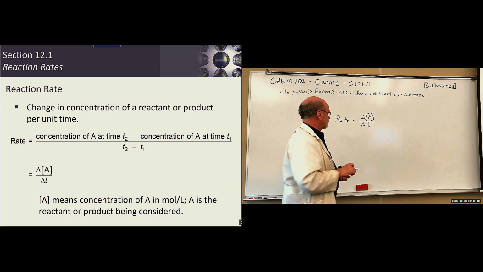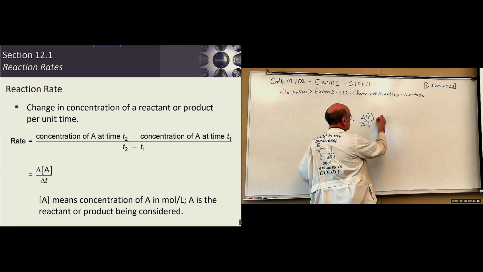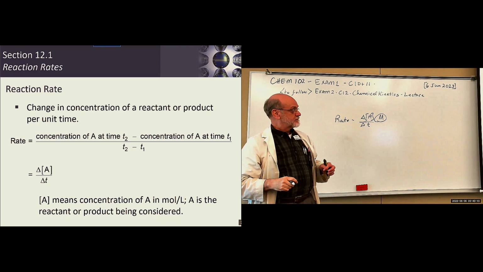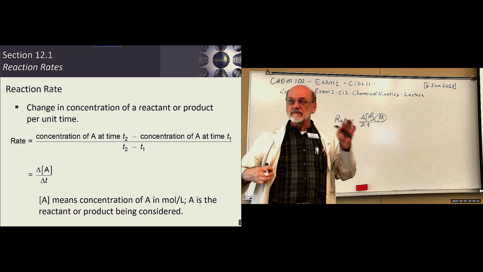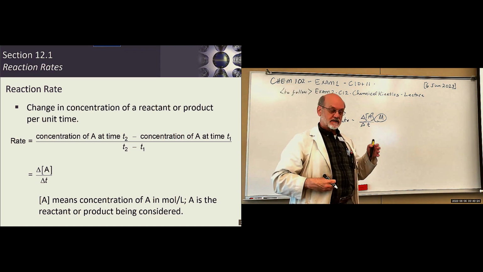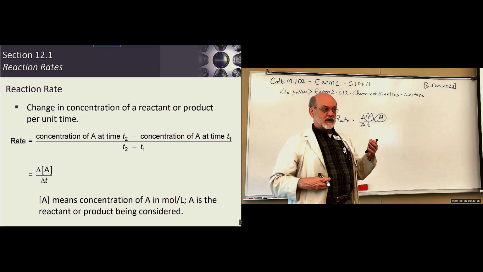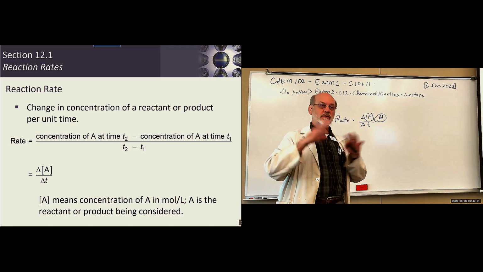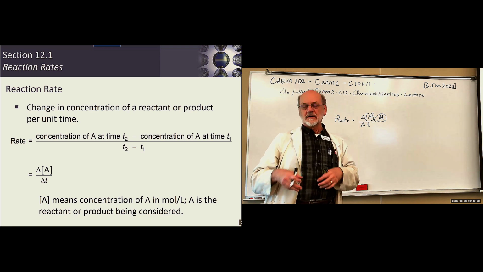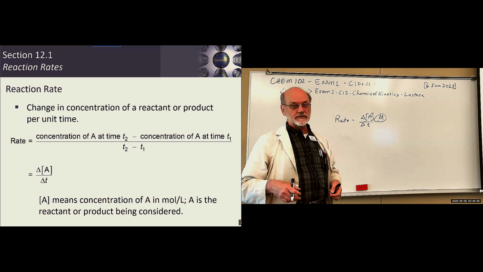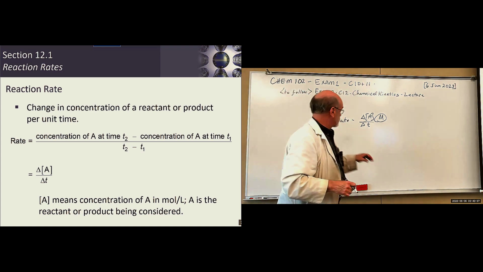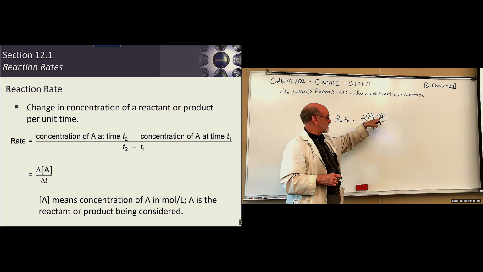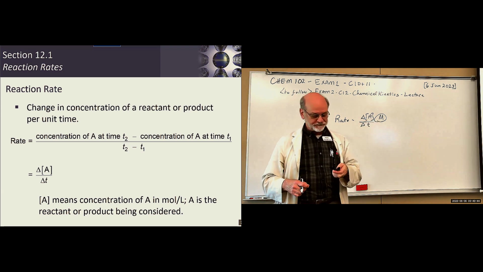And we usually express it in molarity. It doesn't have to be molarity, but more often than not, it is concentration in molarity. We can also express it in terms of partial pressure of the gas. If all the components in the reaction are gases, then partial pressure works also. But of course, that would give us a different value for rate, because this would be a different unit of measure.